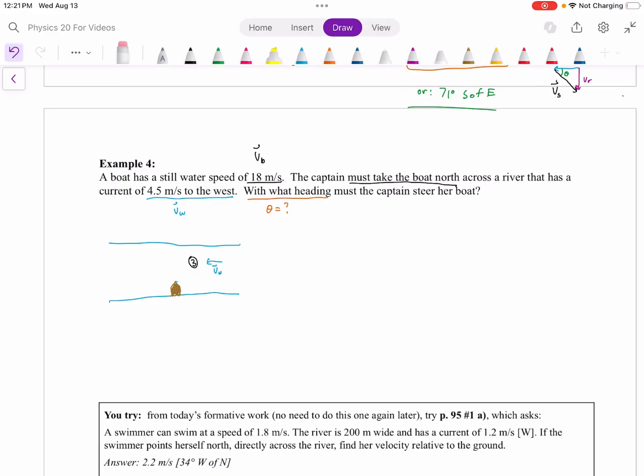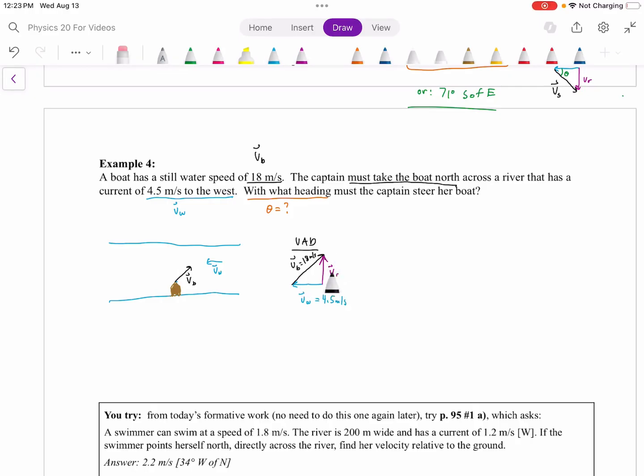Okay, so let's draw our VAD. We've got the water flowing to the west, and then we're going to add our boat's velocity to that. We're trying to do it so that, notice here, the x-ness of this boat's velocity perfectly cancels with the x-ness of the water's velocity, making our actual resultant velocity look something like this, which is what we wanted. We wanted it straight across. And again, we know the boat's velocity, it's 18 meters per second. We know the water's velocity, it's 4.5 meters per second.